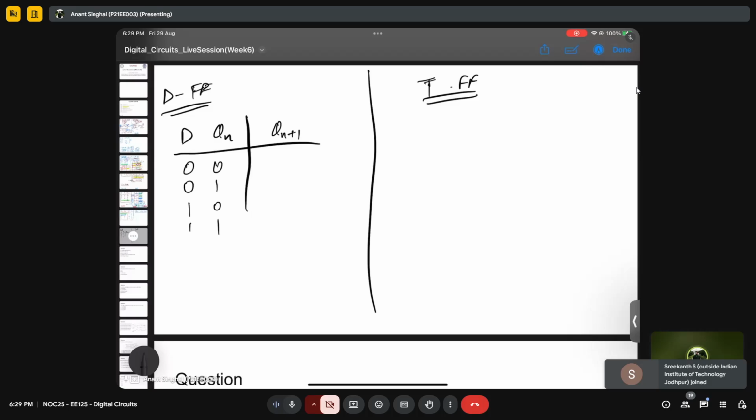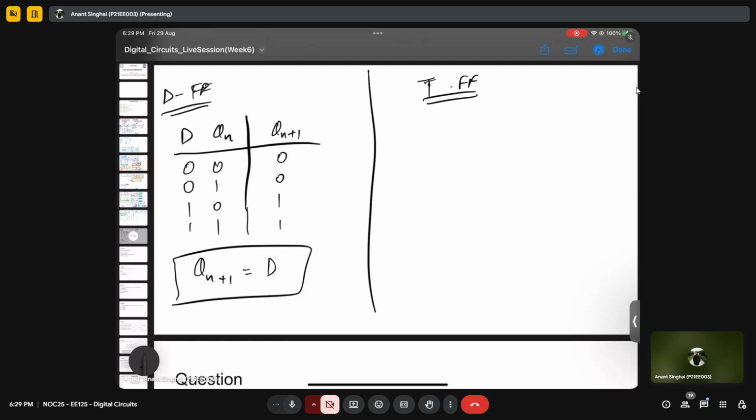So in the D flip flop, whatever the D is, that will be the output. What I'm trying to say is it will be 0 0 1 1. That means Qn plus 1 is equal to D. And in the T flip flop, sorry, I'm doing this quickly because it is also similar to what we have already done above.